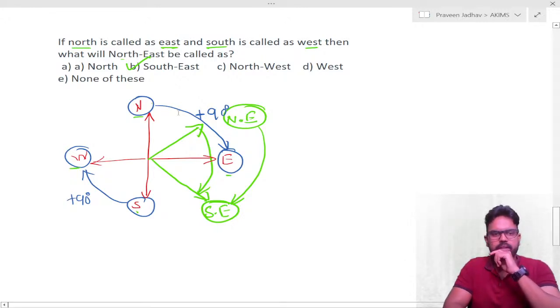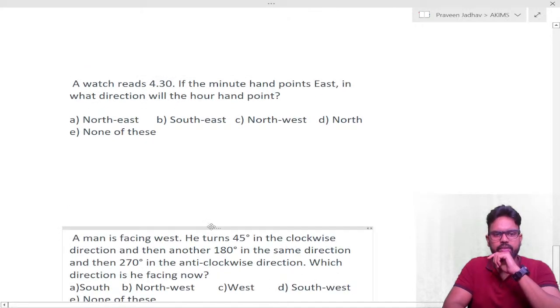Till then, you guys can solve this question. Give it a try, and then I'll teach you how to go about this question.